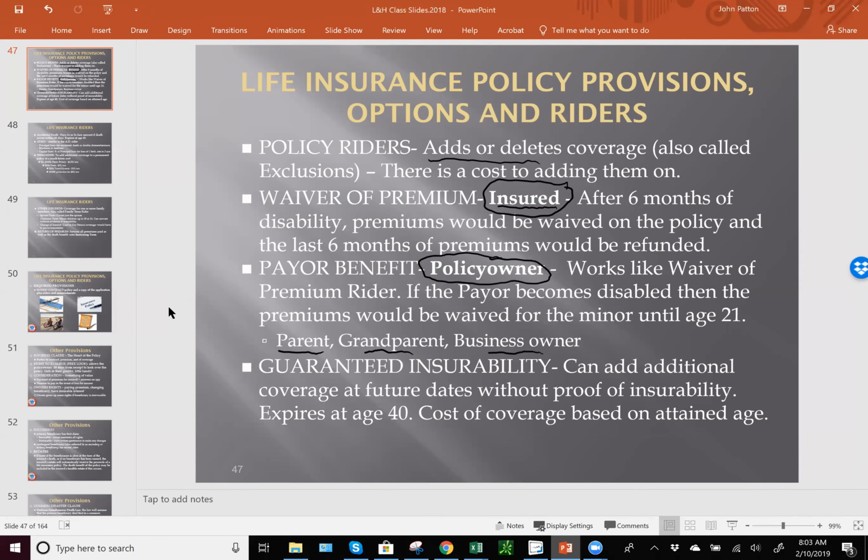Next, we have a guaranteed insurability rider. With the guaranteed insurability rider, it guarantees that you can add more coverage at future dates without proof of insurability. They'll usually set some dates aside in the future, like marriage, birth of a child, things like that. This rider usually expires by age 40. If you do have this rider on your policy and you decide to add coverage in the future, let's say 5 years later, the cost of that coverage at that point would be based on your attained age. How old are you today?